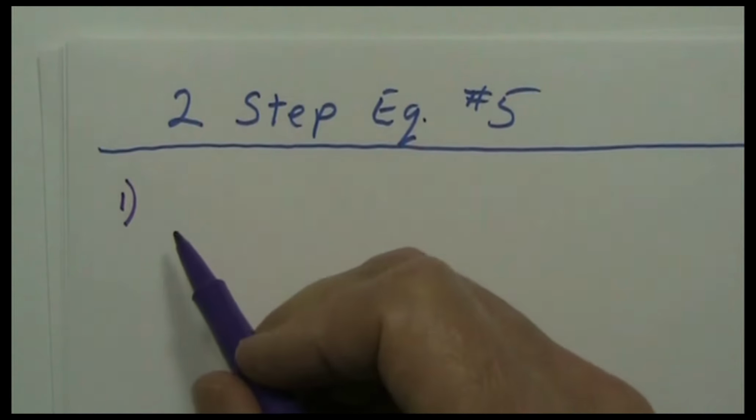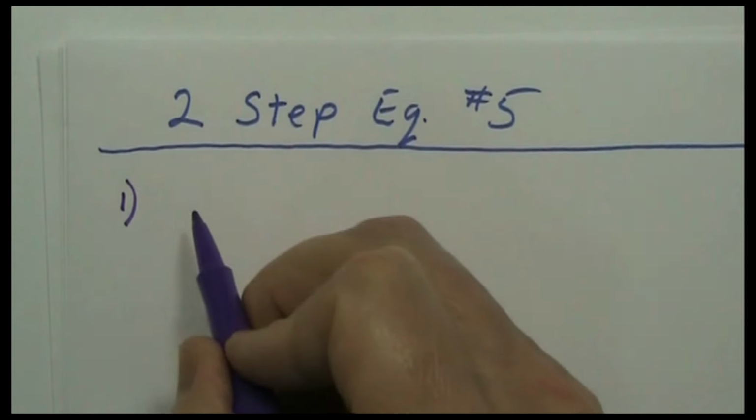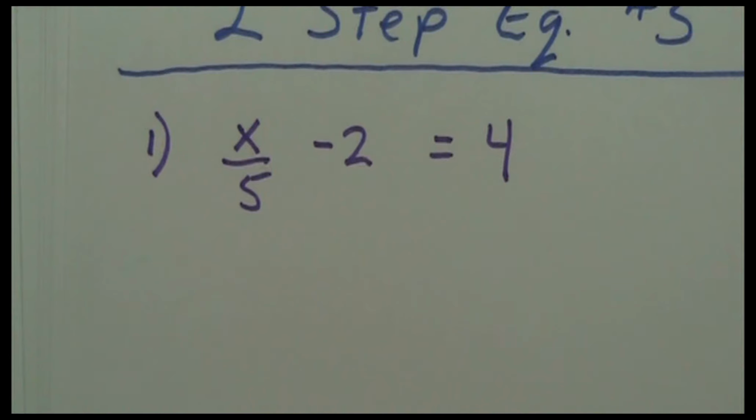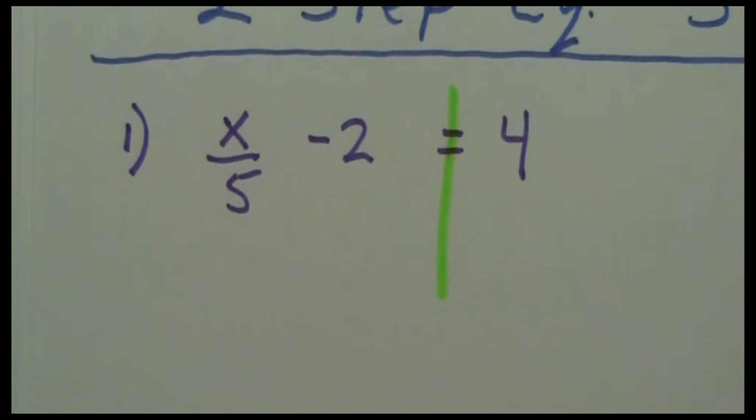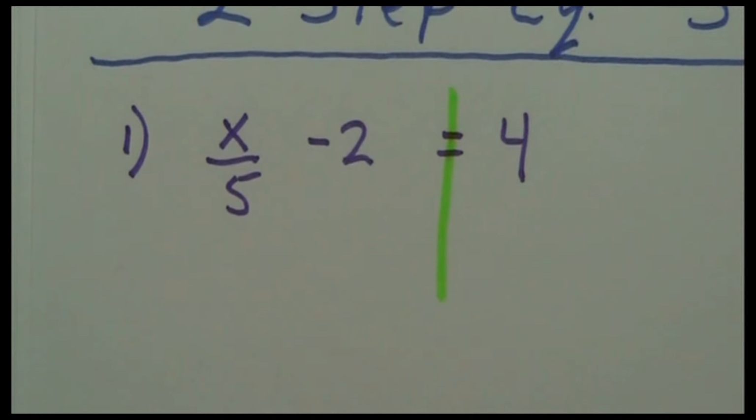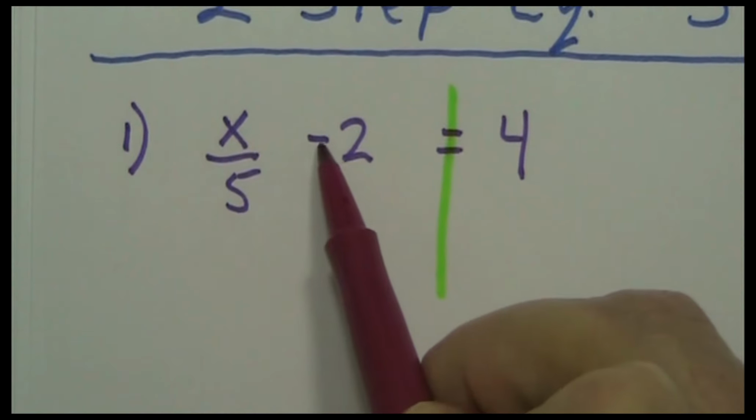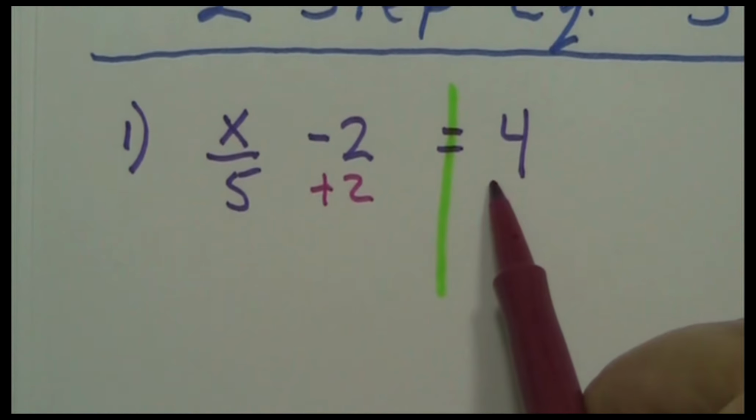Okay, we'll do a total of 6 problems. I'll do 3 on one side and then 3 on the right side. Okay, so we have a left and a right side. Our first step is to get rid of the constant. This is the constant. Make it a 0, so I'll just do the opposite. Minus 2, I will add 2. But I need to do it to the other side also.